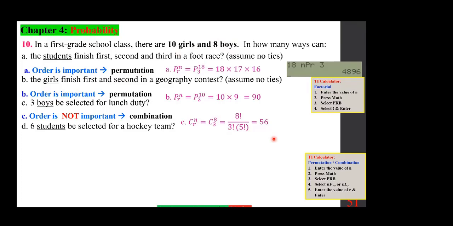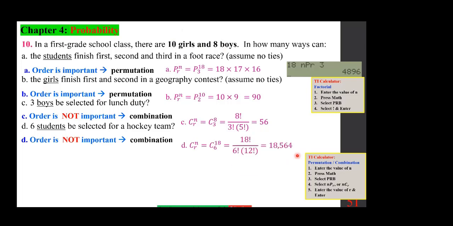6 students be selected for a team, hockey team. So we have total of 18 students, and we want to choose 6 of them. It's a combination because order is not important. So combination of 18, choose 6. Now the rest is not important. You can use technology or do it by hand. And I'm showing you the result by hand, result by technology. Either way is fine. What matters is that you understand the justification as to why we do that.